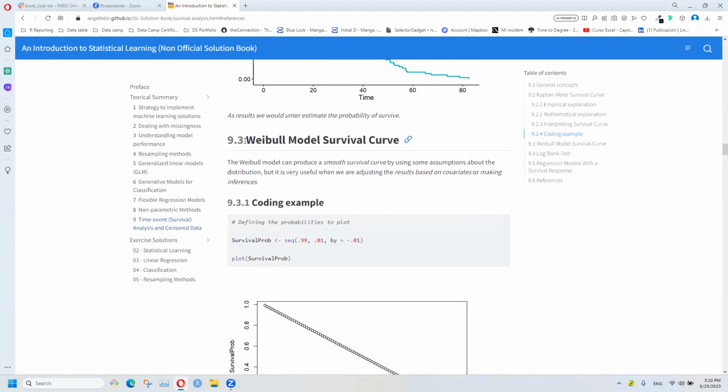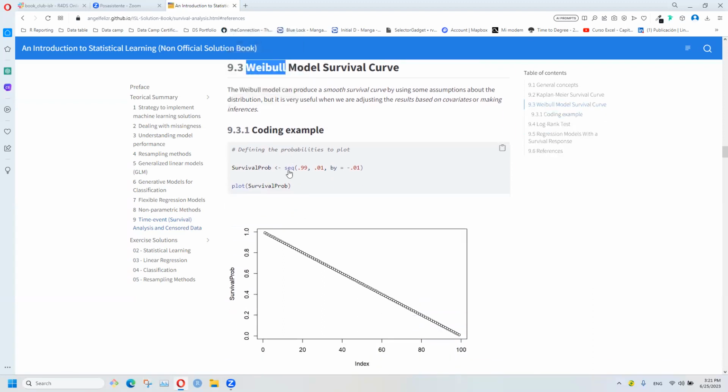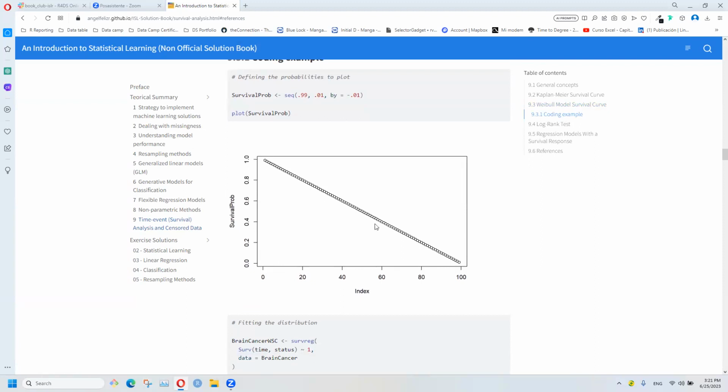We can also assume a probability distribution for the events. We usually use the Weibull, but we can also use some others. To do that with the survival package, we first start by creating a vector of possible probabilities, values in the range from 0 to 1 at this step.